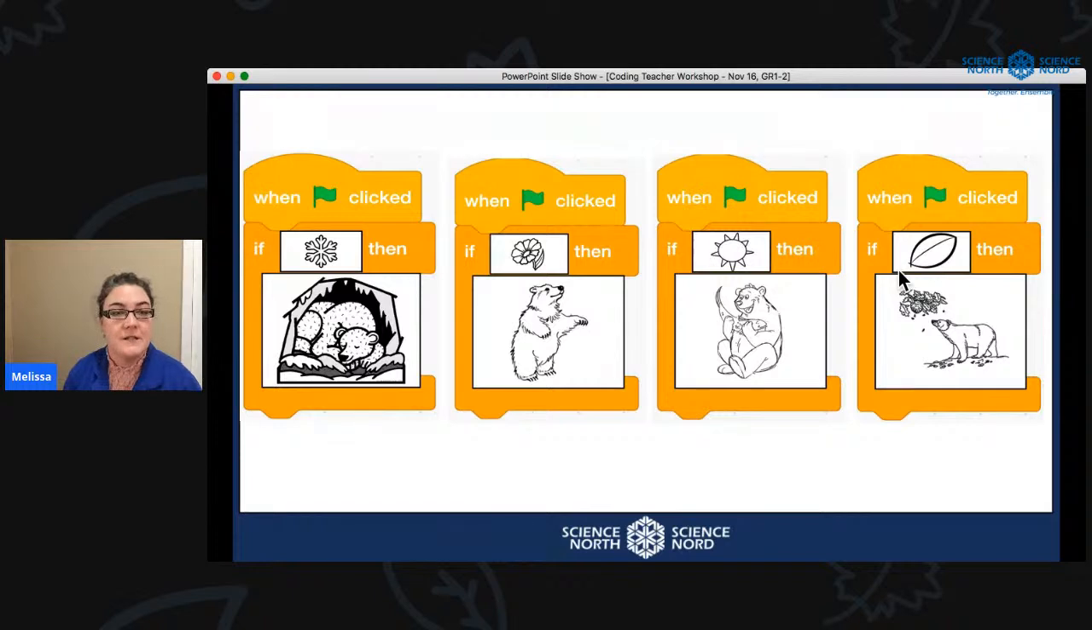So if it's winter, then this bear is hibernating. If it's springtime, he's waking up. If it's summertime, then he's eating. And I think in the fall, well, he's getting ready to hibernate. So we have each of those seasonal if-winter-then conditions.